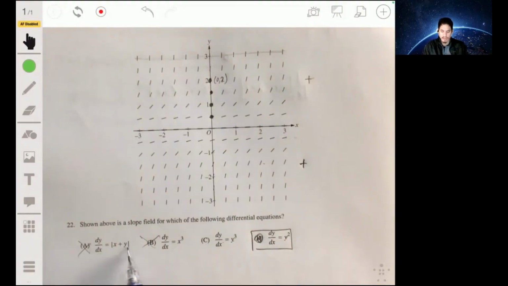You can always just plug in numbers for x and y in each of these and test some points, and you could always do it that way. But this is kind of the analytical way I would go about it.